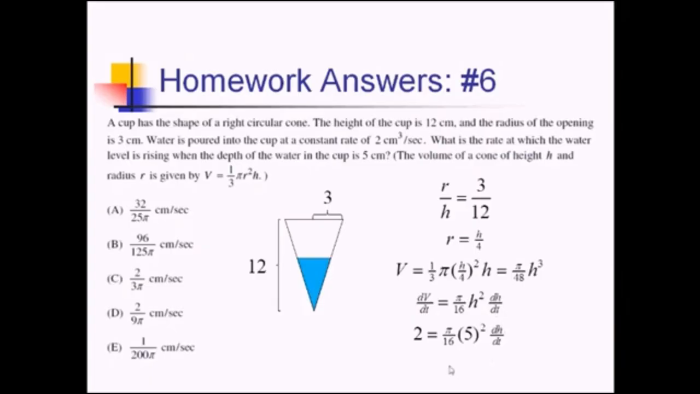This was a calculator question. However, if you look at the answer choices, these do not look like answer choices that got plugged into a calculator. Let's just see if we can do this without one. So multiply both sides by 16, that's 32. Divide by 25 pi, we've got 32 over 25 pi centimeters per second, which matches answer choice A.